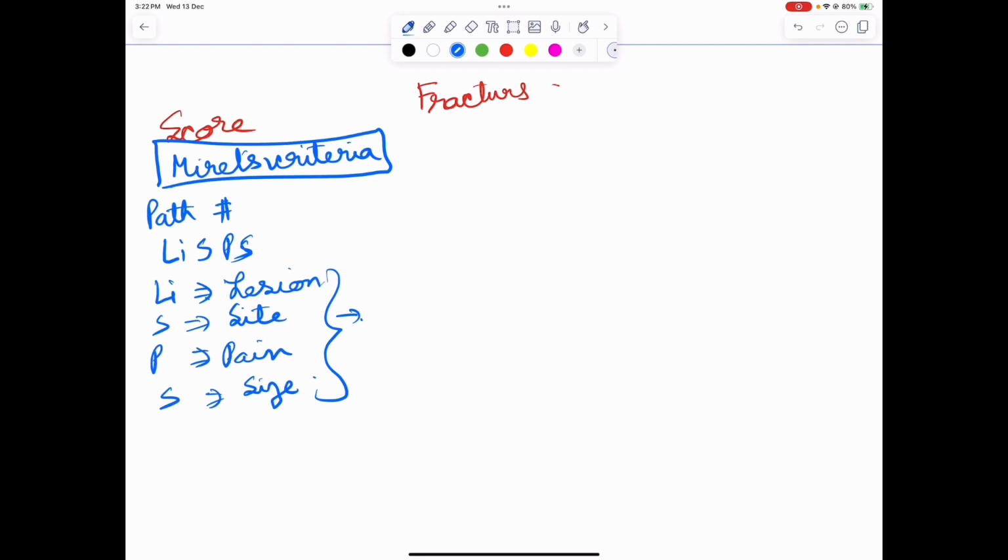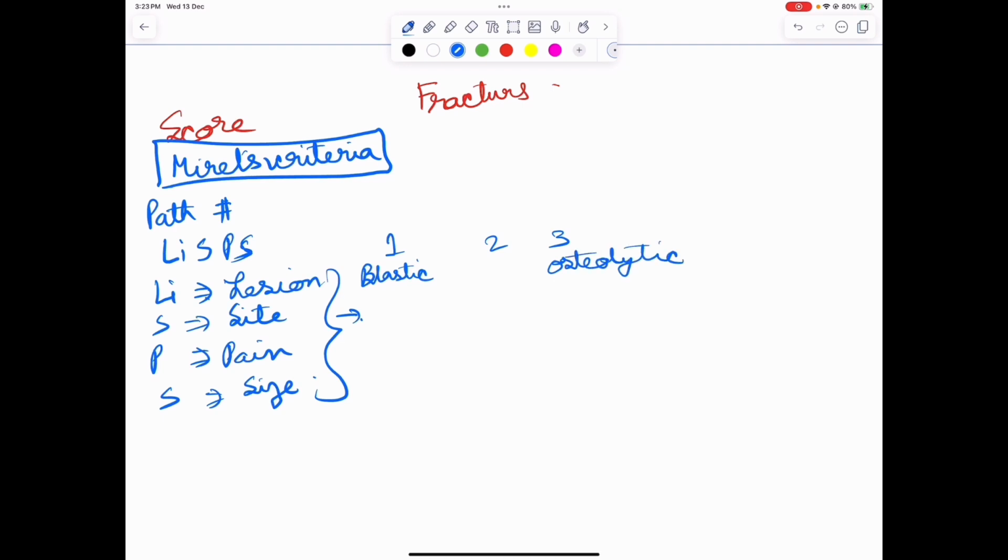In this, the score is given between 1, 2, 3. First we will fill up the lesion. Remember that when a lesion is blastic, it will have minimum chances of fracture, and when it is osteolytic, it will have maximum chances of fracture. So this is the one condition.